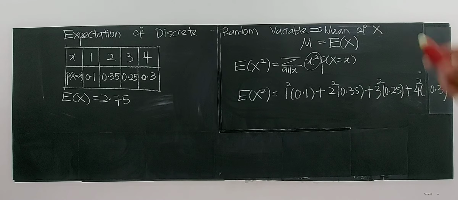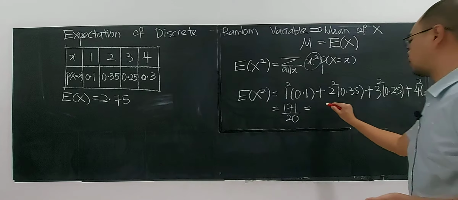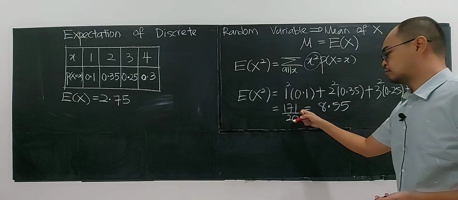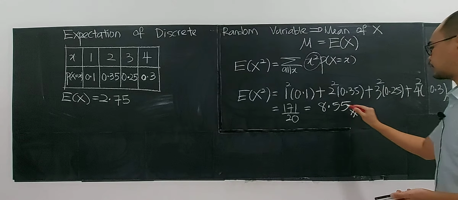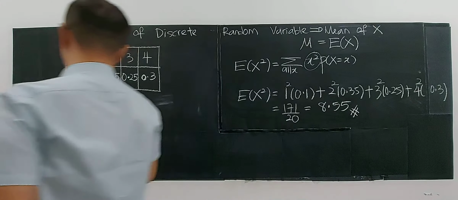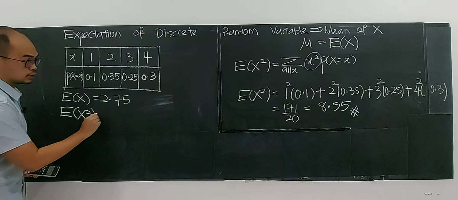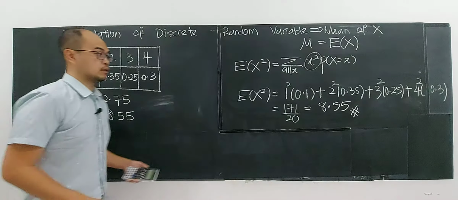So, okay, let's calculate what's the value. Which gives you the value of 8.55, or 7171 divided by 20, right? So this is the expectation of x squared, right? I wanted you to understand the meaning of expectation here. 8.55 here. Okay, let's see.